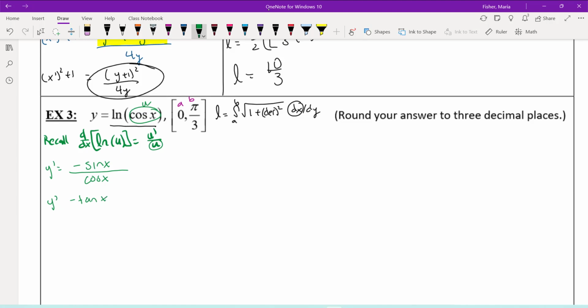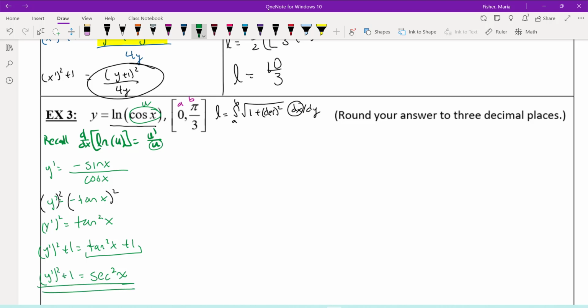Now I need to square both sides. So square this side over here and square this side over here. Well, negative tangent squared is just tangent squared of x. Now add 1 to it, and you have tangent squared of x plus 1. Well, tangent squared of x plus 1 is just a Pythagorean identity. That's equal to the secant squared of x. So y prime squared plus 1 is equal to secant squared of x.